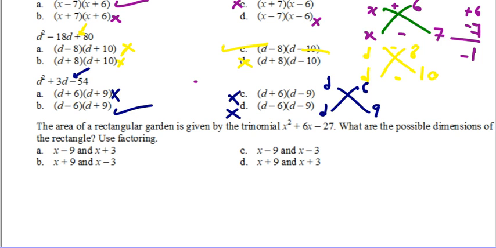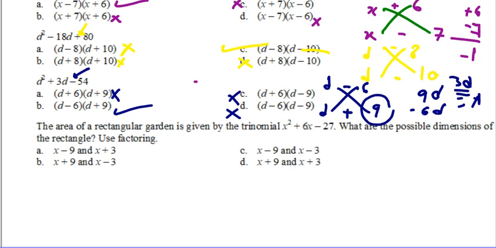Now look at the middle term. The middle term is positive, so the larger one, 9, is positive like the middle term, and the other is negative, because the last term is negative, so one must be positive and one negative. The larger one matches the middle term, because 9d minus 6d equals positive 3d. This is the middle term, so your answer is correct.